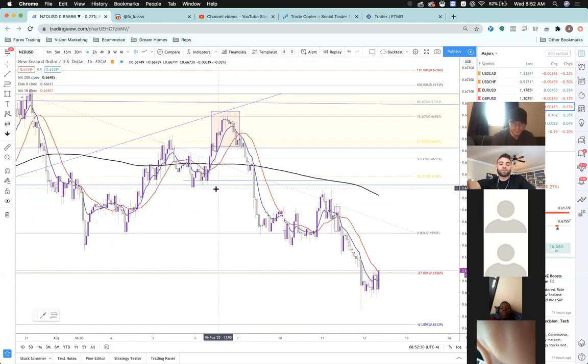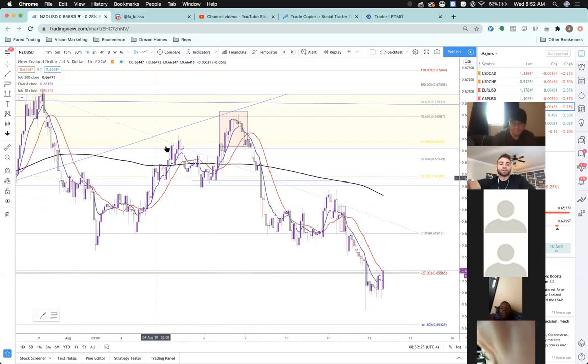I guess one thing I would say is 1 hour structure on this is very clean. We have highs, higher low, high, and we break, lower low, lower high right here. So I didn't even really need to hit the 30-minute on this.